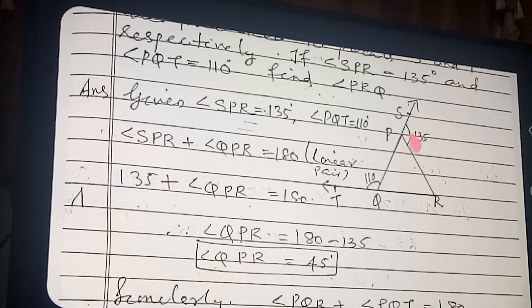You got angle QPR now. QPR means angle P. Angle P you got as 45. Okay, students? Now we can move to the next point. Which one will you find now?